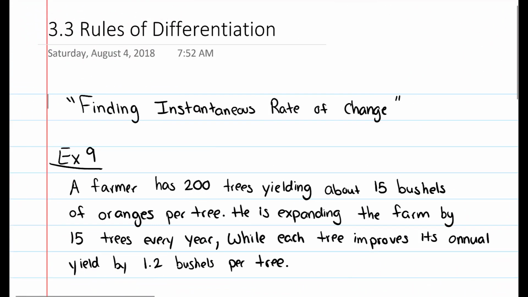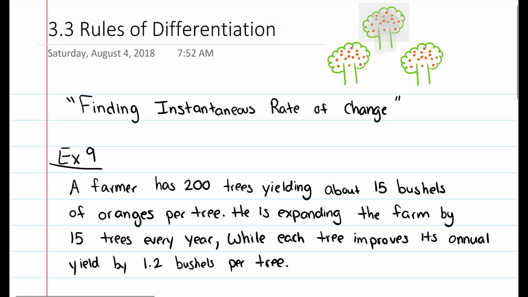In this next example, we're going to look at how to find instantaneous rate of change without graphs and without limits. So in example 9, a farmer has 200 trees yielding about 15 bushels of oranges per tree. So something like that, where each tree has 15 oranges per tree. He is expanding the farm by 15 trees every year, while each tree improves its annual yield by 1.2 bushels per tree. So let's go back and break down what we just read.